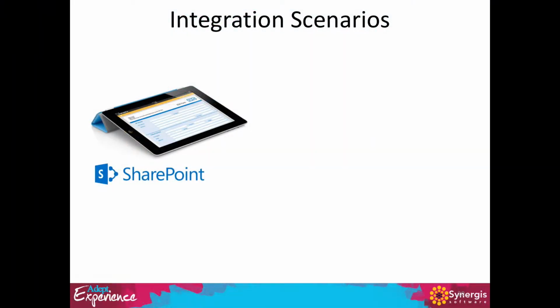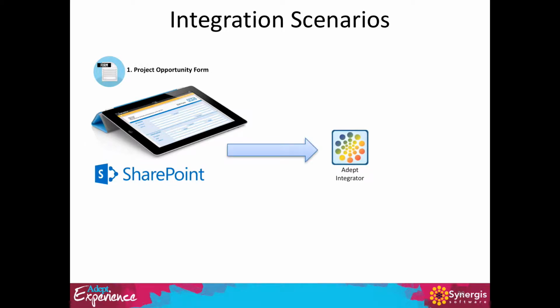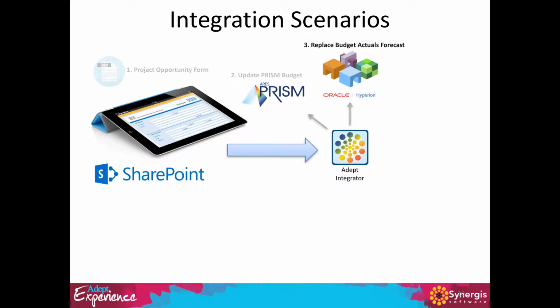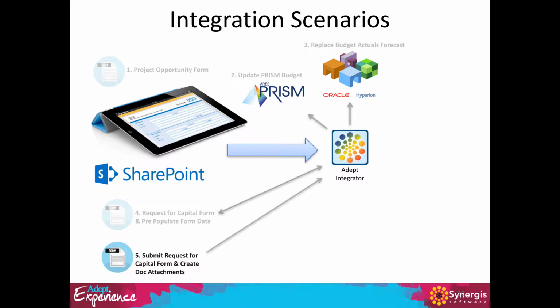What they had is they had Sharepoint. And it was a request for capital. They needed to open up an opportunity. They would fill out a form in Sharepoint. From filling out that form, it would then go through to Adept Integrator, update their cost management system, update their Oracle system. That request for capital would then be pre-populated and pre-populate documents. And then that submit drops down into Adept.